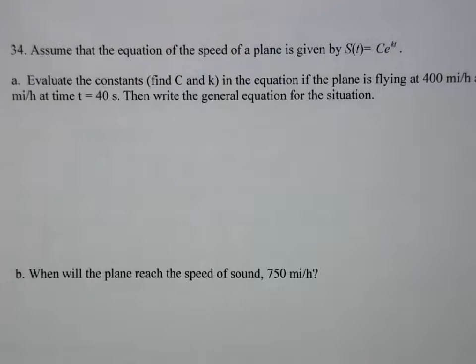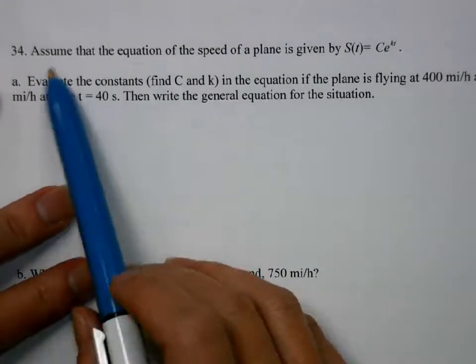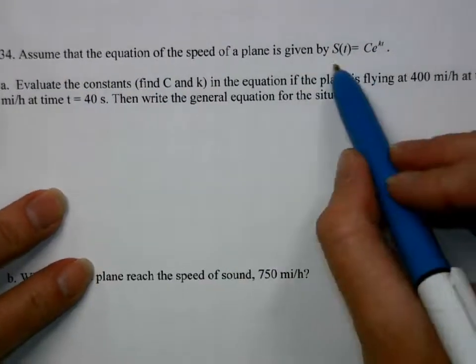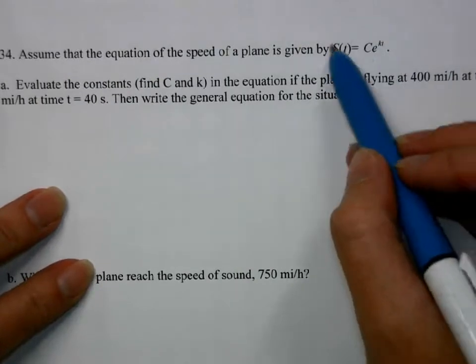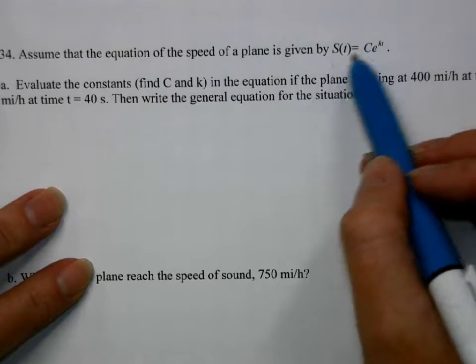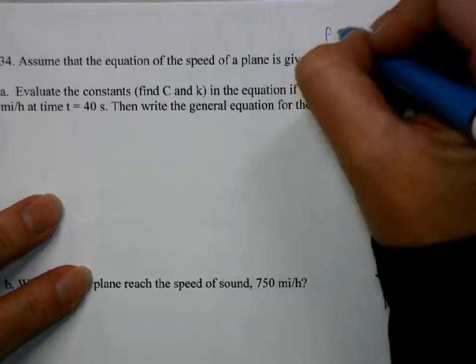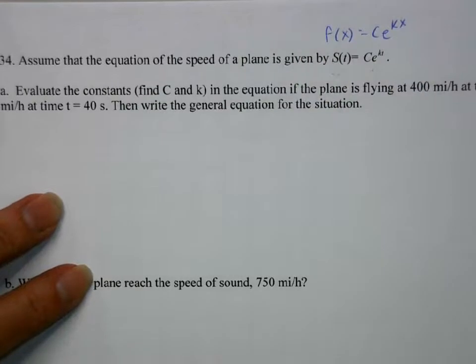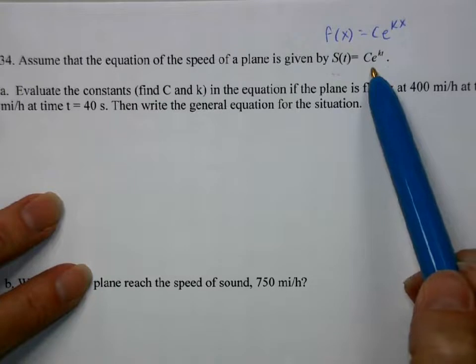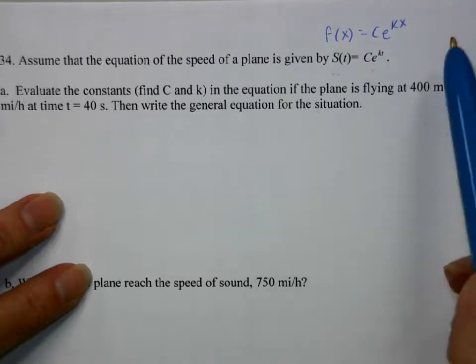Alright, so now we're going to continue to solve exponential and logarithmic equations. It's just now they're going to be in the context of a situation. So assume that the equation of speed of a plane is given by s of t equals c e to the kt. Some people get confused with this notation and want to say that's multiplication, but that's really just saying like f of x equals c e to the kx. It's just function notation with different variables.